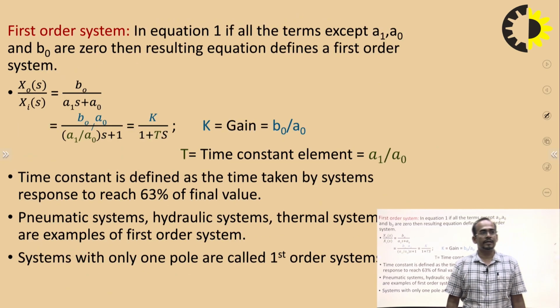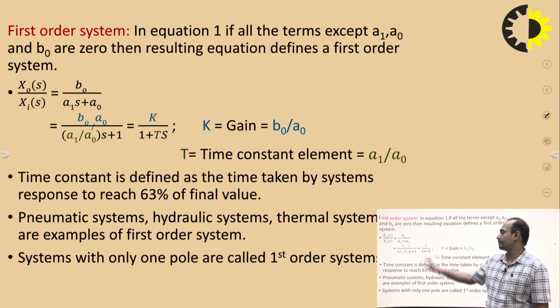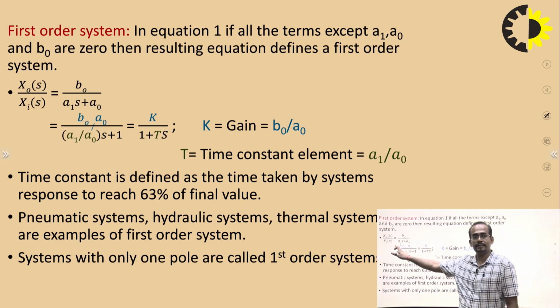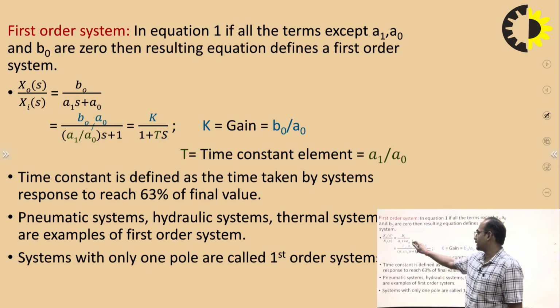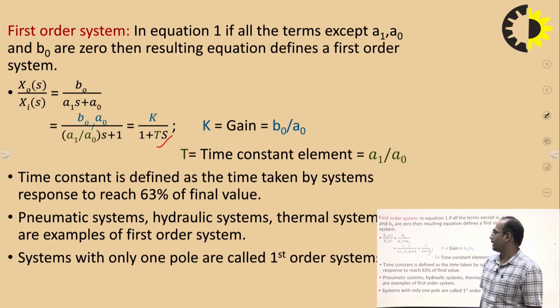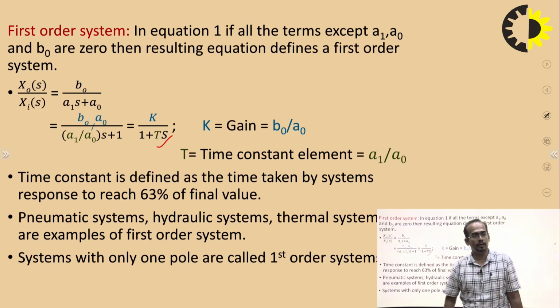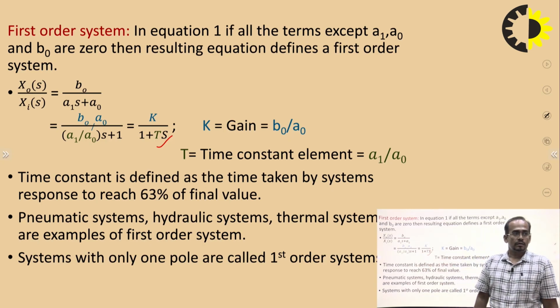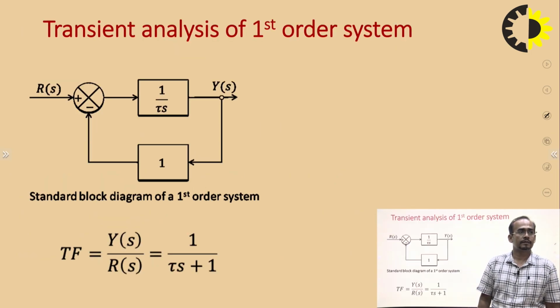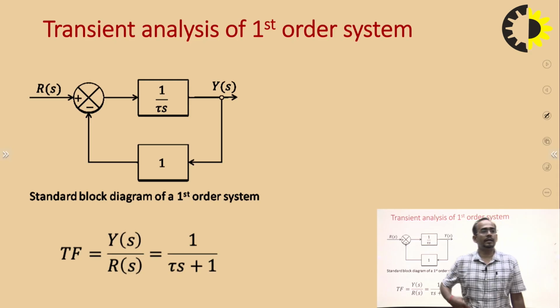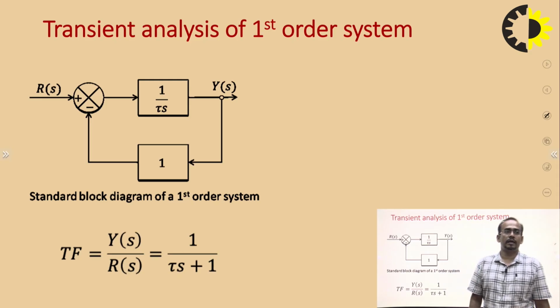Now coming to the first order system, we can define it like this: x naught upon xi is equal to b naught upon a1 s plus a naught. By taking a naught common, you can write k by 1 plus ts, where k is equal to the gain b naught by a naught. For this first order system, we can do the time response analysis, the transient analysis.